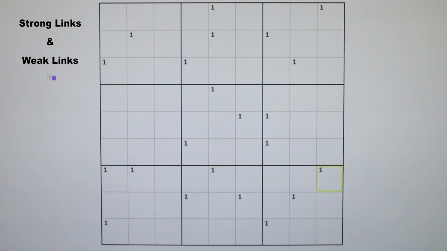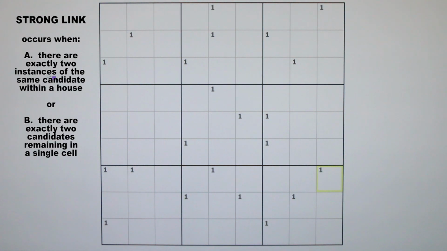Okay, now let's talk about strong links and weak links. The next video, video number 3, will describe these two very important things in great detail. But for now, let's just learn the simple definition of each one. A strong link can occur in two ways. First, when there are exactly two instances of a particular candidate in a house. So let's take a look at that.